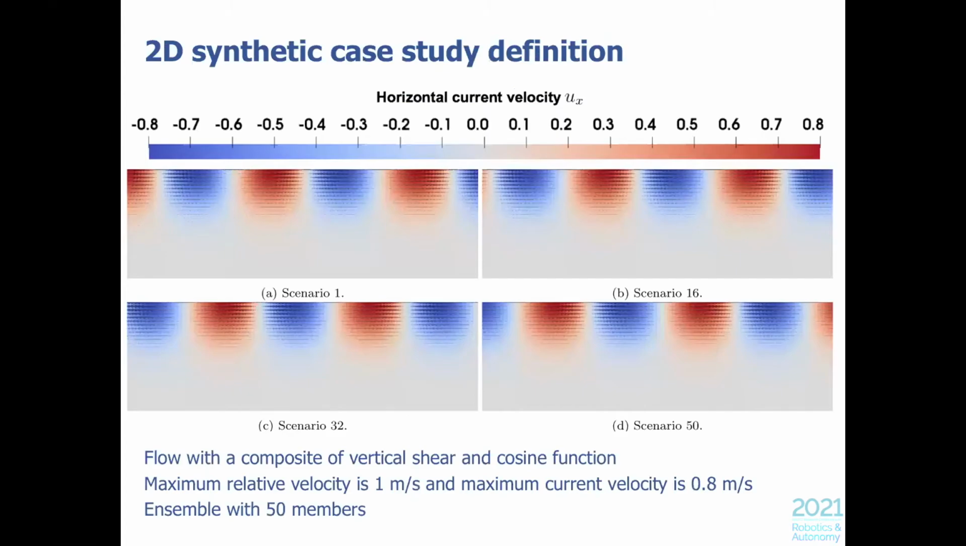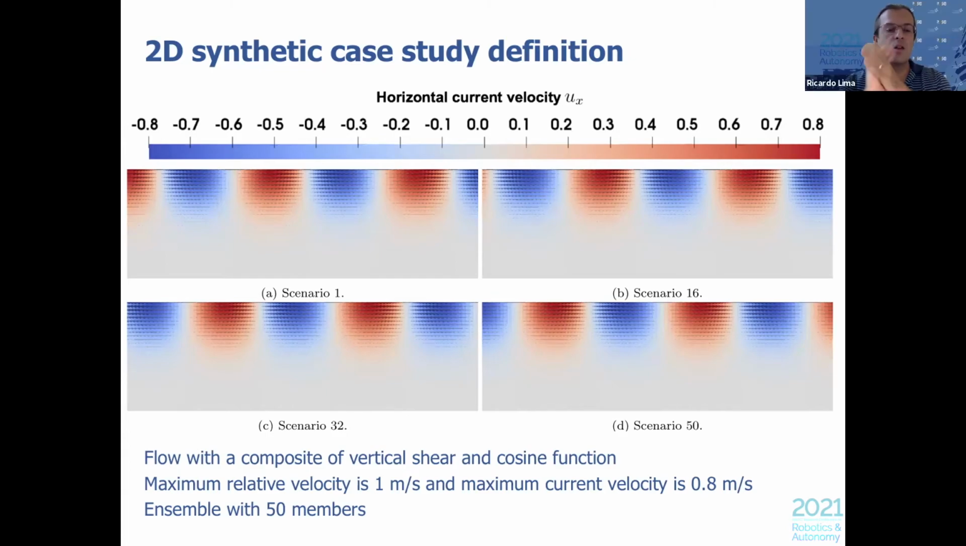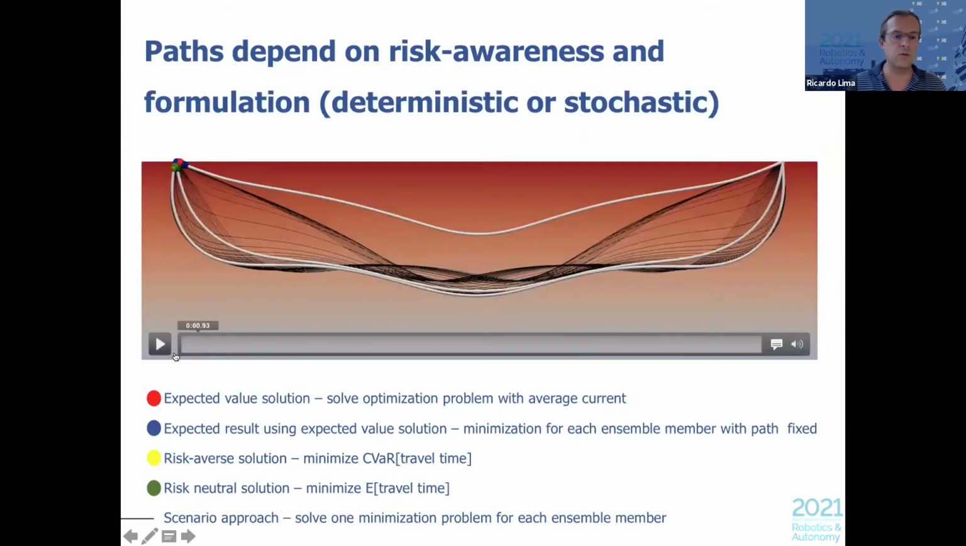So now let me show you some results in a 2D synthetic case study. In this first case study, what we have is an ensemble with 50 members of the flow. It is a flow with a composite of vertical shear and a cosine function. You see that the flow here goes from the right to the left, here from the left to the right, right? And this is only 2D. We have different scenarios where there is a shift in the position of the current, right? And I will put this video running so that we can better understand what is happening and better explain the results.